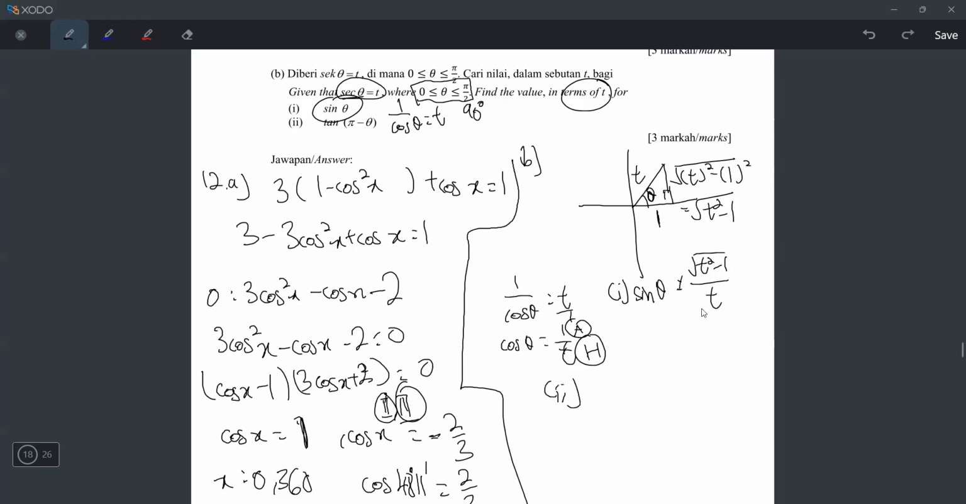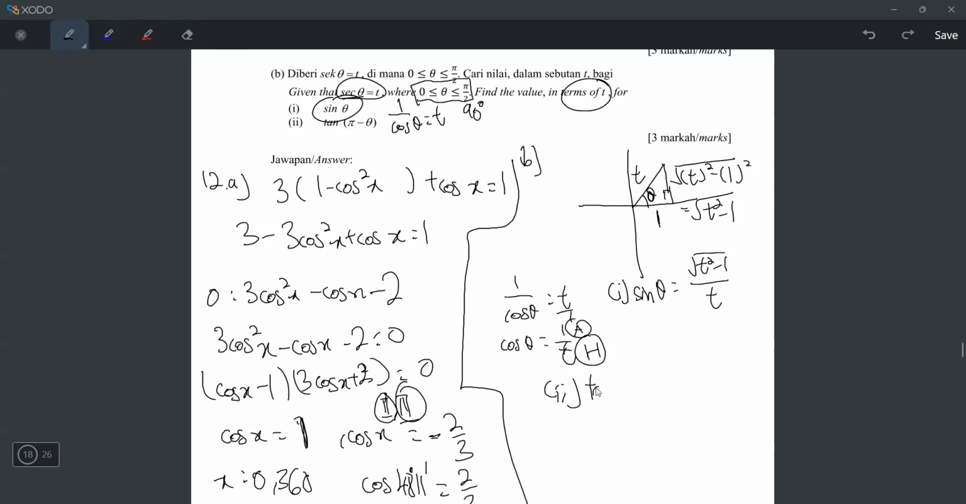And one more thing is after you write it down, you should always check the quadrant, whether you have to add a negative or not. For this question, you don't have to add a negative, because it's in the first quadrant, and in the first quadrant, everything is positive. But if it's in the second, third or fourth quadrant, you might need to add a negative, depending on the quadrant rule. But for this one, I don't have to add.